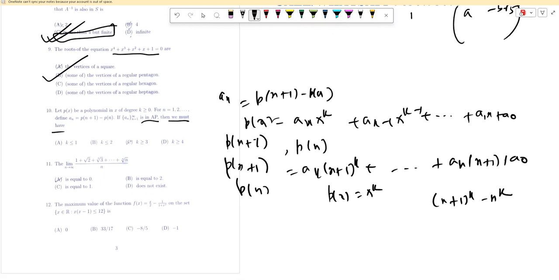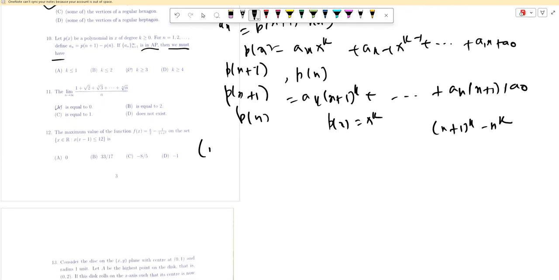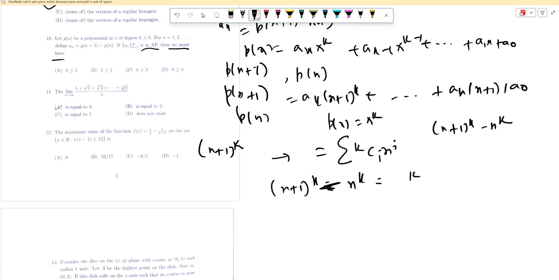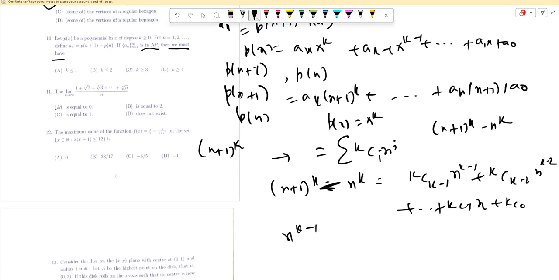So polynomial expansion and the AP condition. Expand (n+1) to the power k using the binomial theorem. So this is like the summation of kCi n^i. So (n+1) to the power k minus n^k will be kC(k-1) n^(k-1), writing the formula, kC(k-2) n^(k-2), and so on, kC1 n, kC0. So the highest part of the difference is n to the power k minus 1.